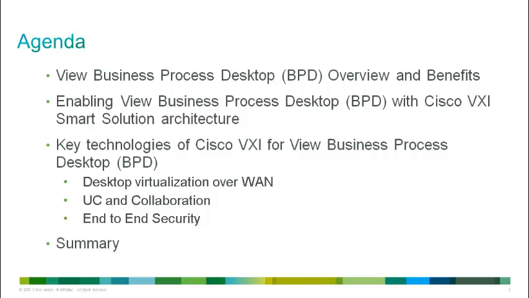These technologies include desktop virtualization over WAN. We'll talk about quality of service, which is quite critical when you're trying to deploy desktop virtualization over WAN. Then we'll talk about UC and collaboration, where contact center plays a key role. We'll talk about desktop virtualization and its relevance to contact center in a business process desktop environment. Then we'll talk about end-to-end security. How does Cisco VXI deliver end-to-end security in the context of desktop virtualization? And we'll summarize at the end.